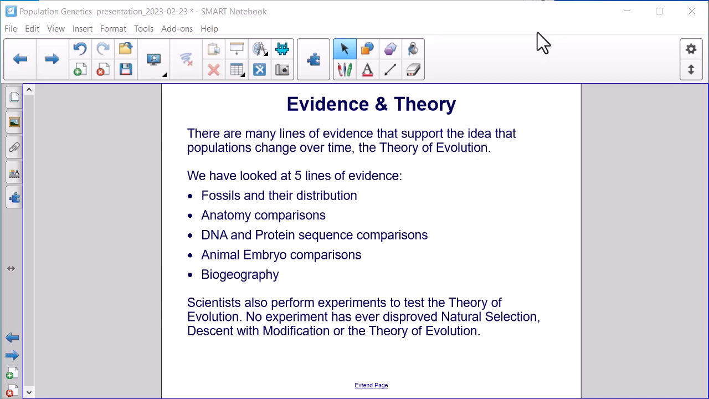Evidence and theory. There are many lines of evidence that support the idea that populations change over time, the theory of evolution. We've looked at 5 lines of evidence: fossils and their distribution, anatomy comparisons, DNA and protein sequence comparisons, animal embryo comparisons, and biogeography. Scientists also perform experiments to test the theory of evolution. No experiment has ever disproved natural selection, descent with modification, or the theory of evolution.